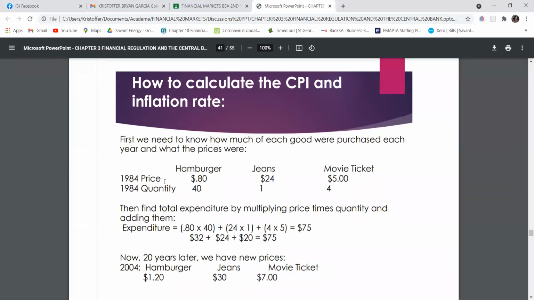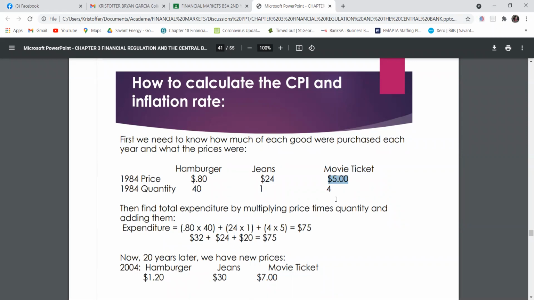So dito, ang price ng isang burger noong 1984 ay $0.80. So wala pang $1, wala pang 50 pesos. And then yung binibili daw ay 40 pieces. So bumibili din siya ng pantalon, $24 naman, pero sa buong 1984, isa lang yung binili niya. Nagmo-movie din naman nung 1984, $5 daw. Ilang beses ba siya nag-movie nung 1984? 4 na beses. So ngayon, find the total expenditure by multiplying price times quantity and adding them. So sa madaling sabi, magkano yung total na gastos mo noong 1984? Ibig sabihin, 0.8 na burger, naka-40 na burger ka, tapos naka-isang pantalon ka, tapos 4 na beses ka nanood ng sine.